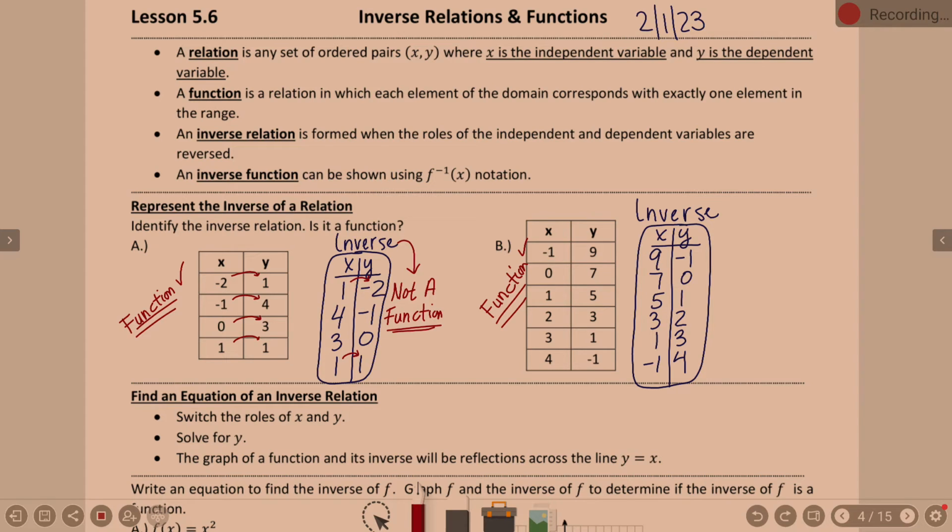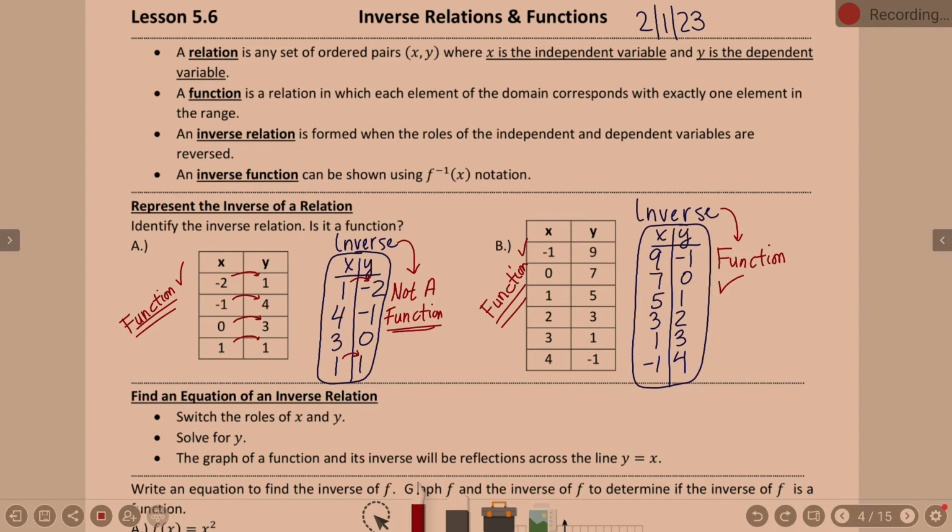What about the inverse? Each x value used once? 9, 7, 5, 3, 1, -1. They're each used once. So what about the inverse? It is also a function. Okay. So a little bit of basics there.